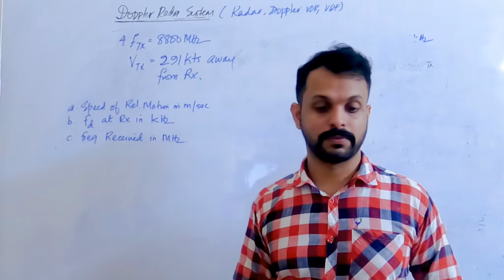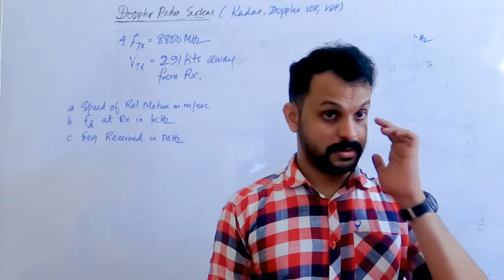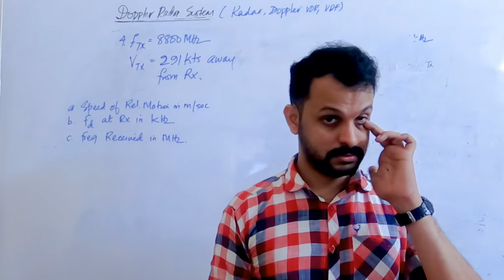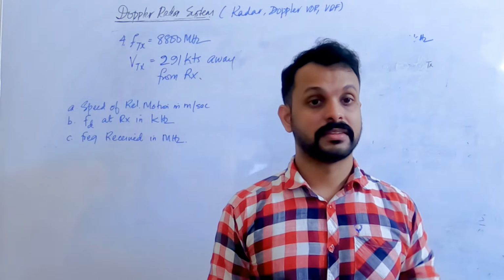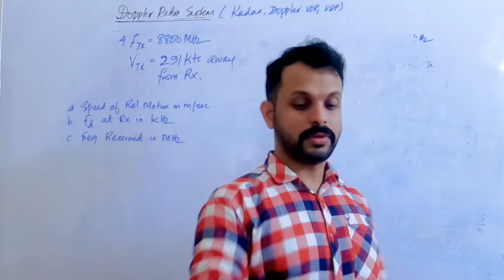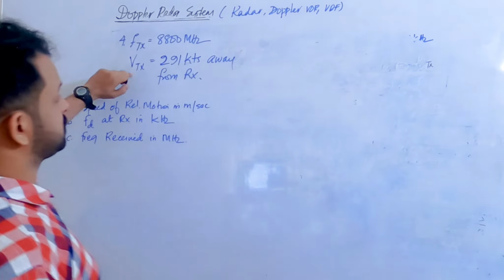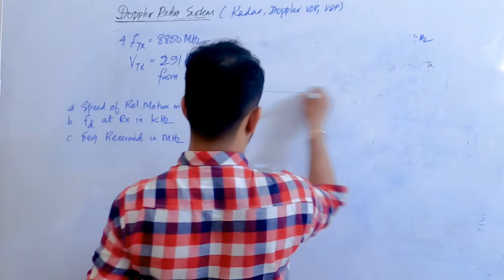I'll give you some time. So for that reason, the 291 knots directly converted to meters per second will be the speed of relative motion. Exactly, correct. Since the transmitter is moving away from the receiver, let's draw it.